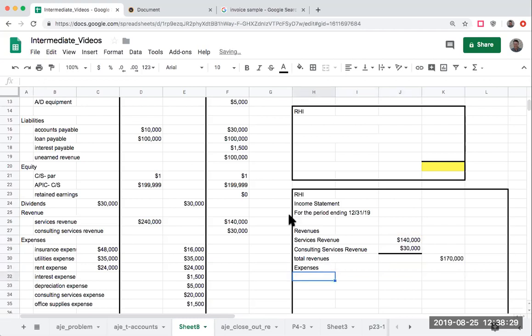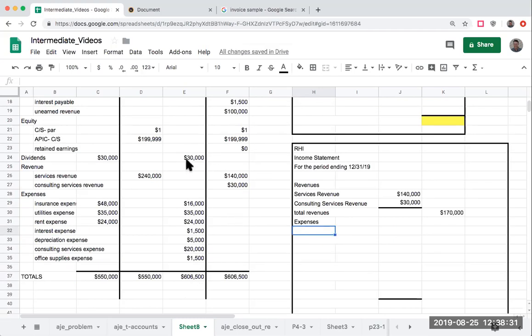Okay, now really important: are dividends an expense? The answer is no. Dividends are a distribution back to the shareholders, and we'll get to why that's important in just a moment, but it is not included over here.